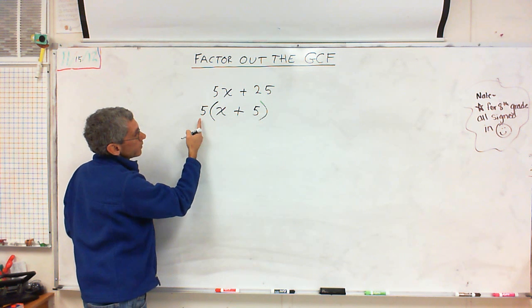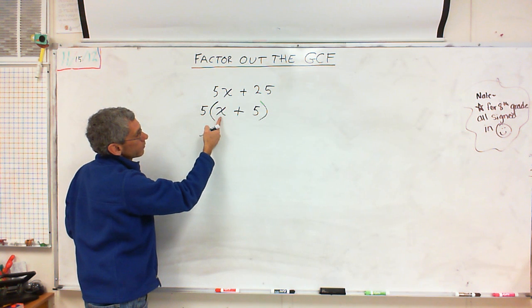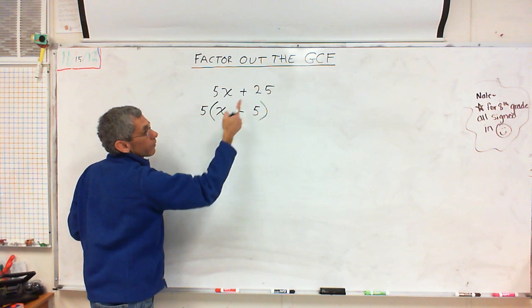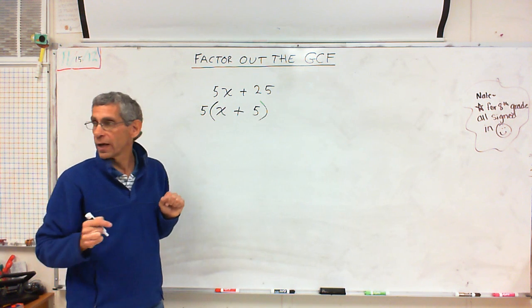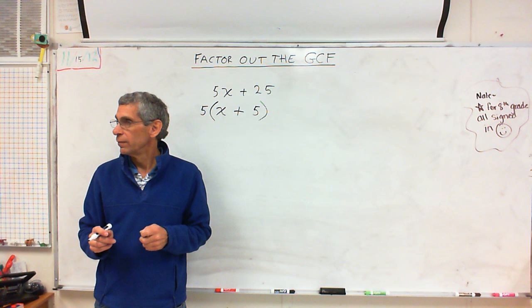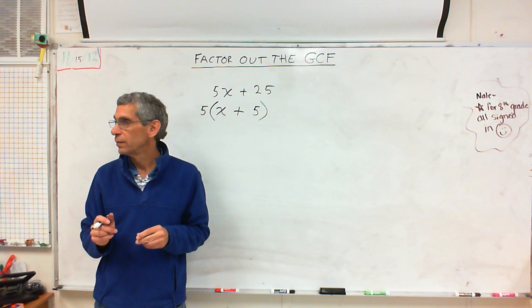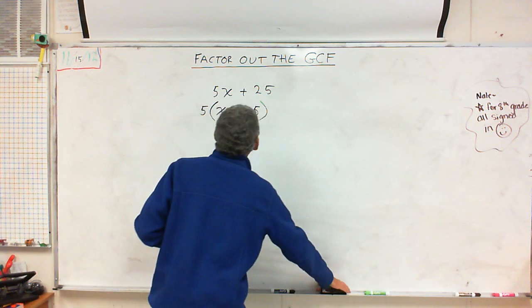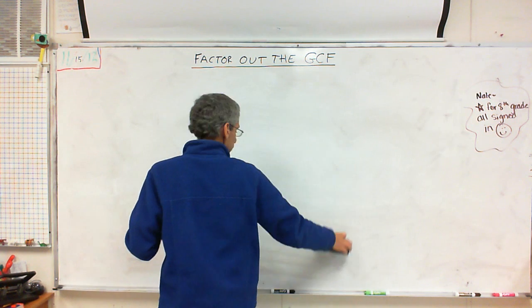Great. And I can check it. 5 times x is 5x, plus 25. Yes, we're right. What if you have a problem that's all variables, like a plus a, b? Oh yeah, that's perfect. So let's try something like that.